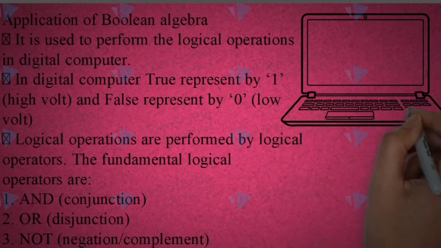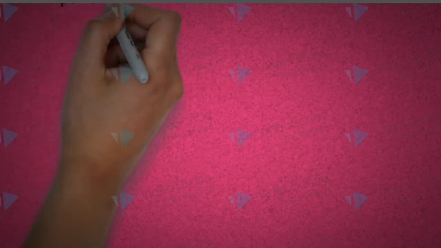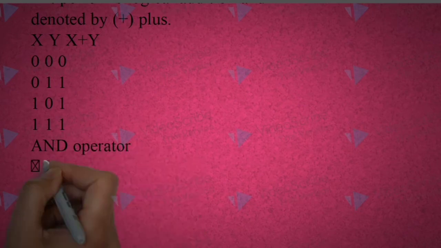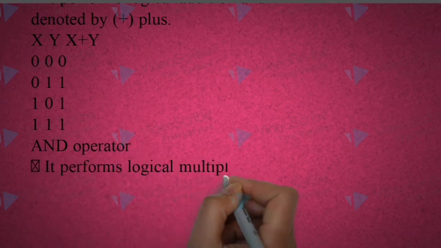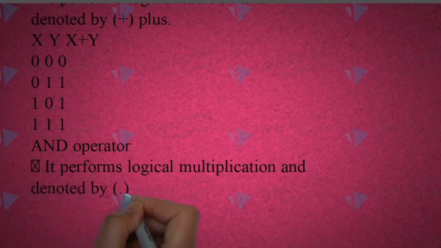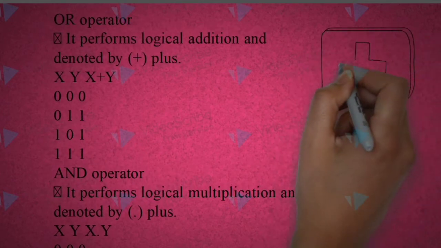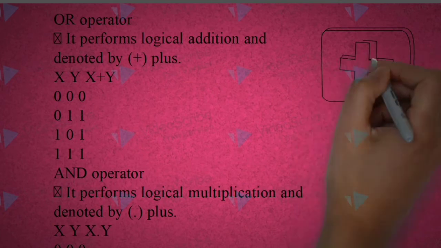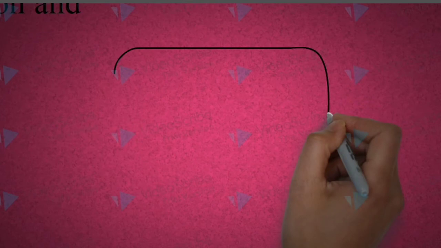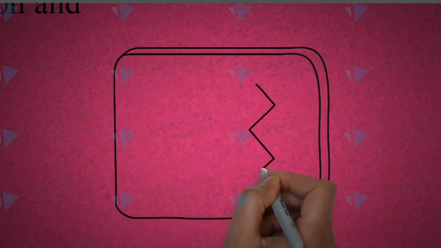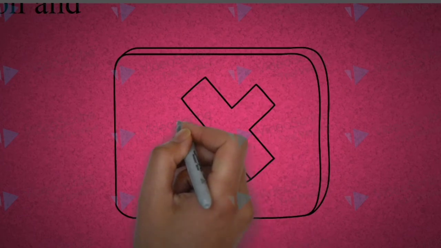Let us start with logical OR, which is also known as disjunction. The logical OR operator is denoted by the plus symbol. It combines all the inputs and gives us output 1 if either of the inputs is 1. We are going to discuss this in detail also. An AND operator performs logical multiplication, denoted by the dot symbol. It gives us output 1 when both inputs are 1. So OR is known as logical addition, and AND is known as logical multiplication, denoted by a dot.